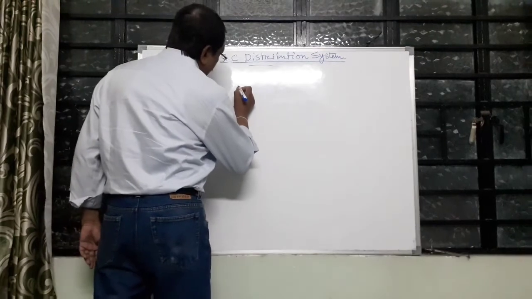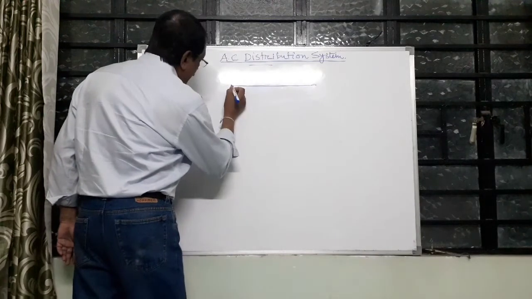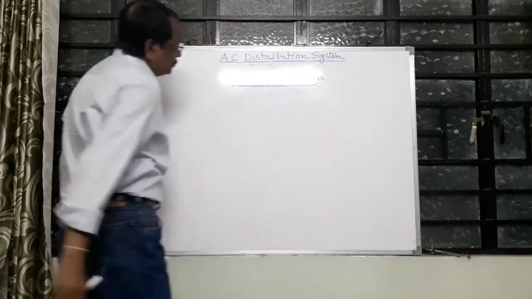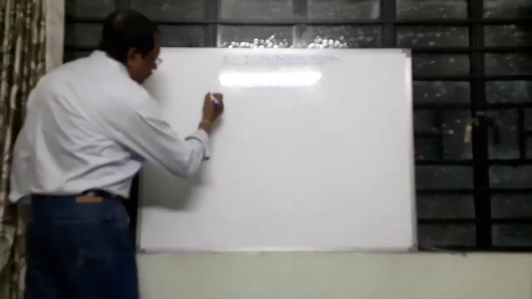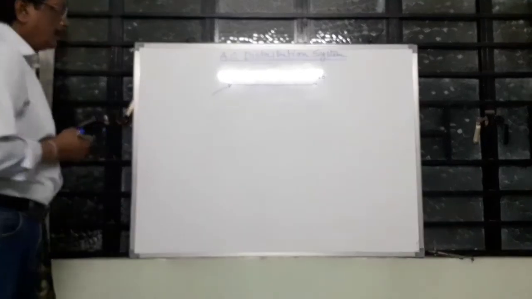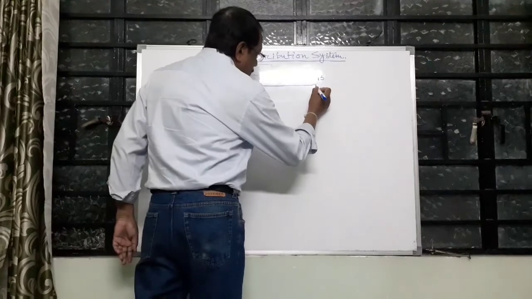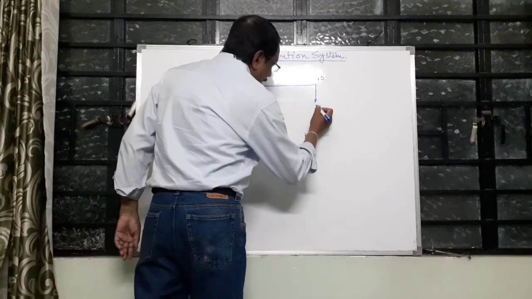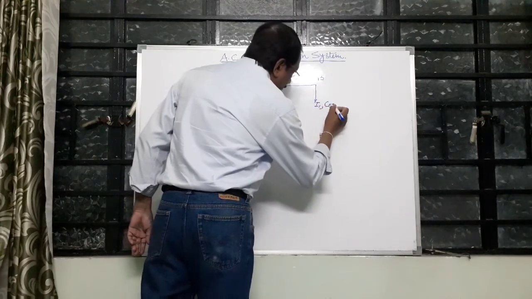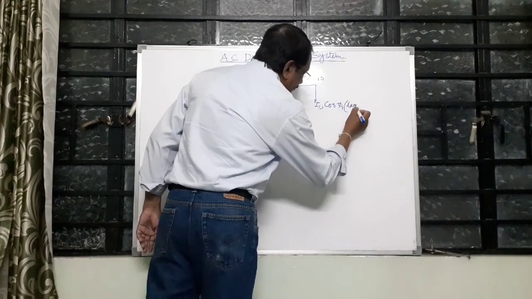Let AB be a distribution line. This is A, this is B. The voltage is fed from A. At the far end, point B, there is a load current I1 at a power factor of cos phi 1 lagging.